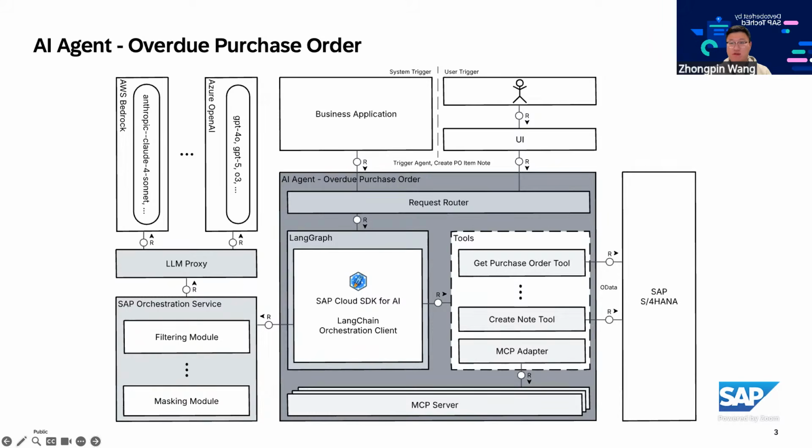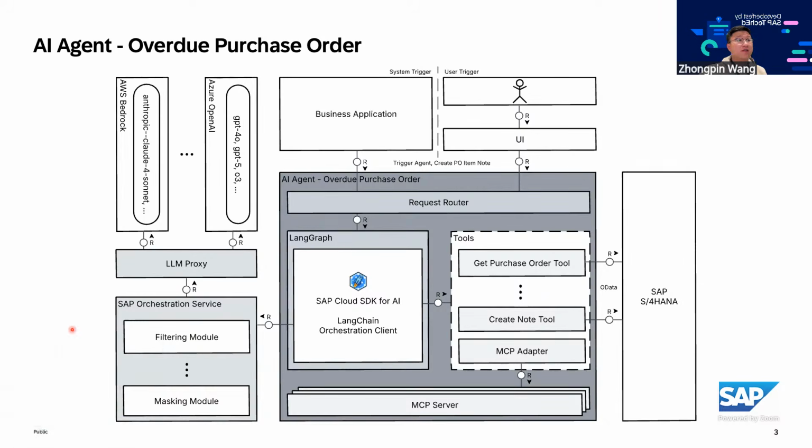Then the draft email, I think it will also be created as a purchase order item node in the S/4HANA system, as you can see on the right-hand side of the diagram. So this diagram is the block diagram of the overall architecture. Maybe I also explain quickly what this diagram is about.